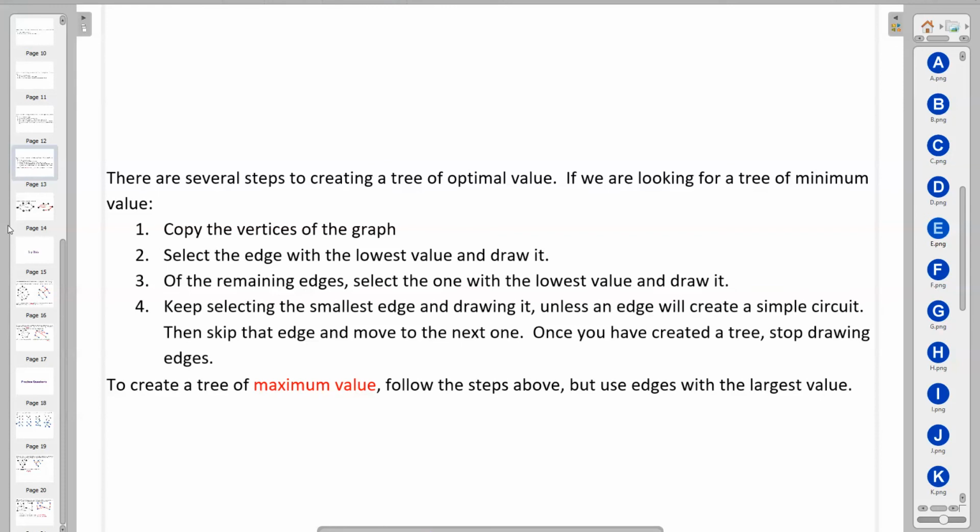Creating a tree of maximum value is basically the same process. Instead of selecting the edges with the smallest value, you select the edges with the largest value.